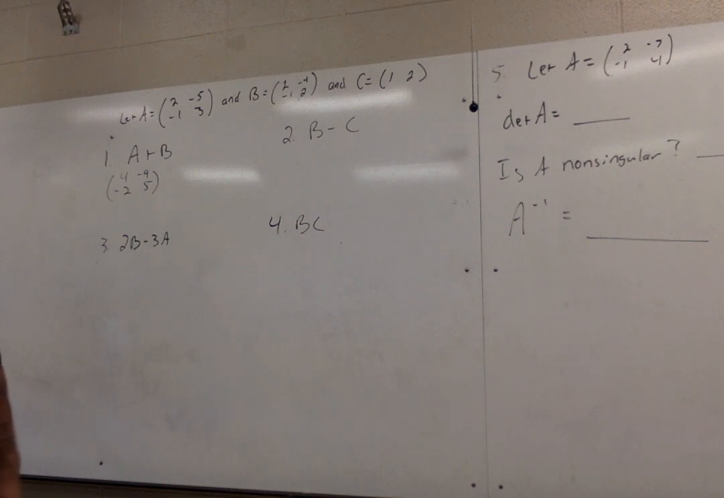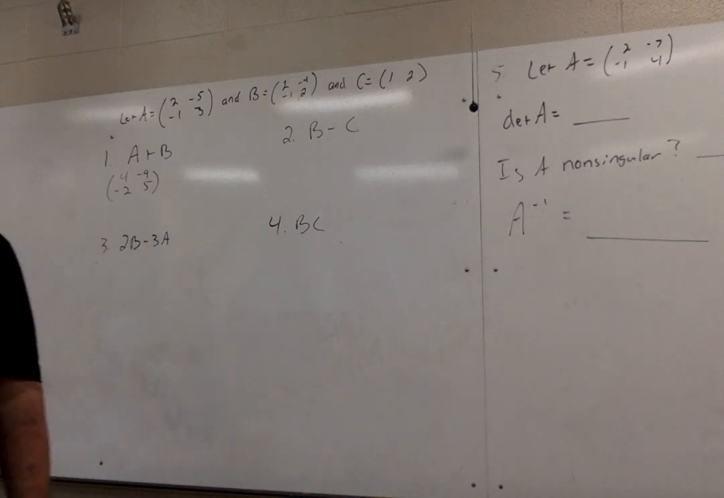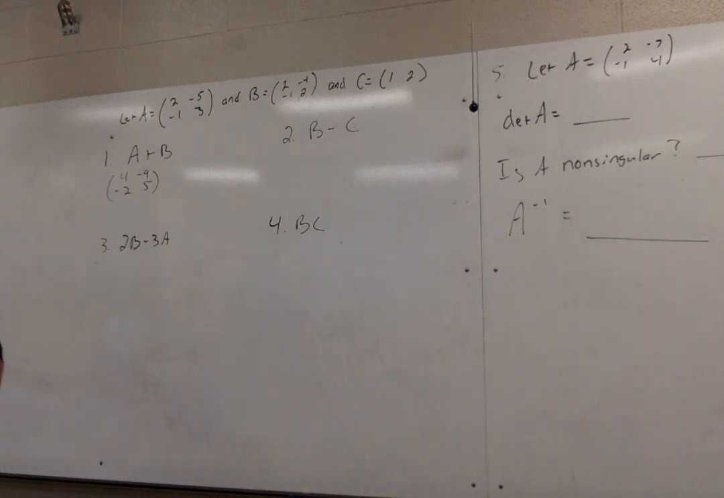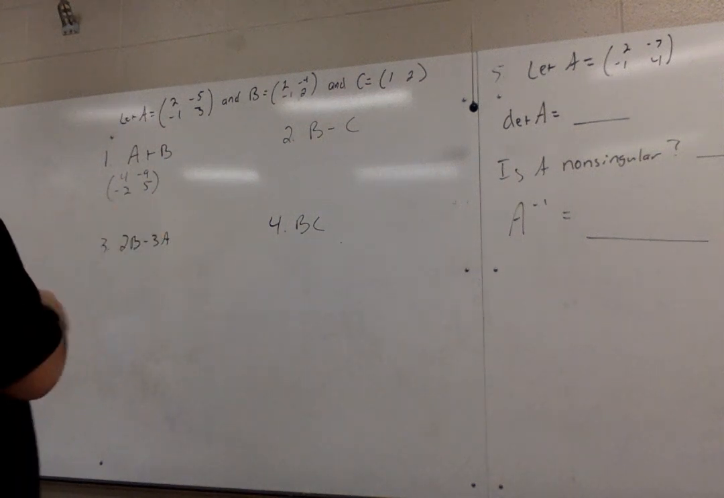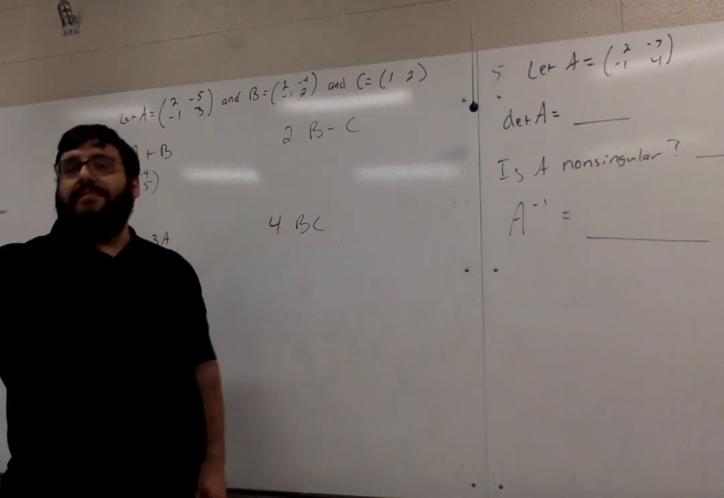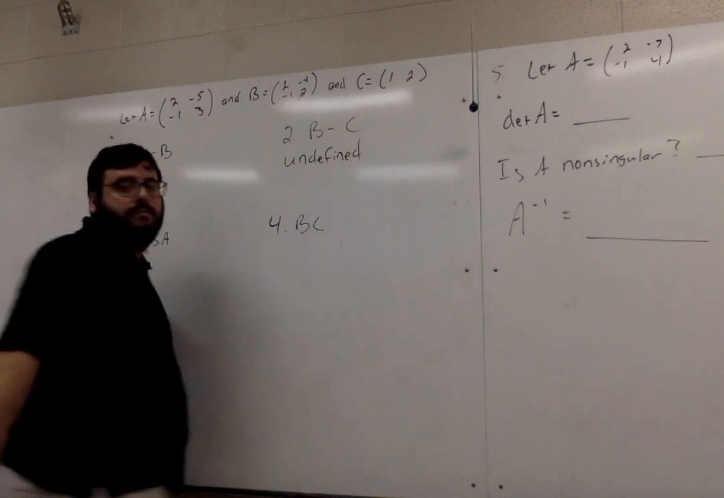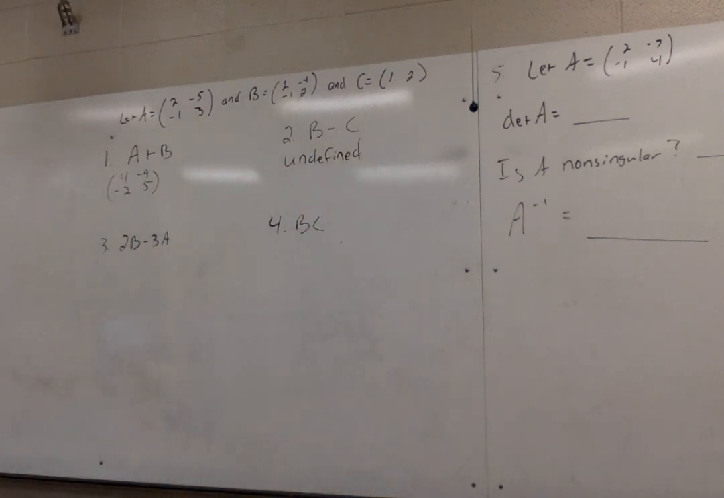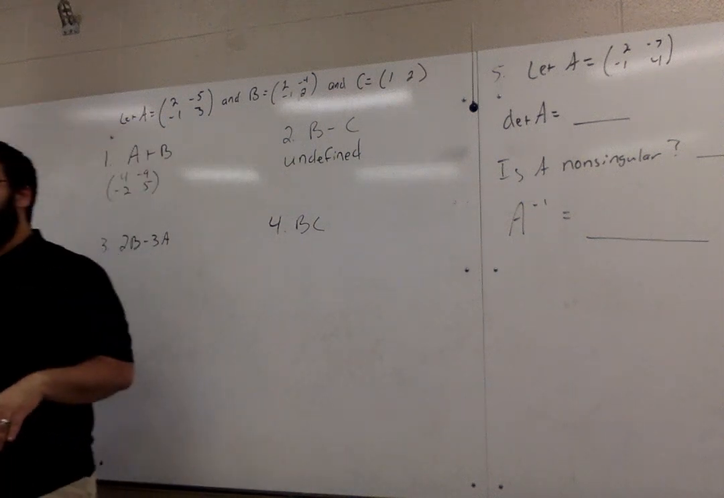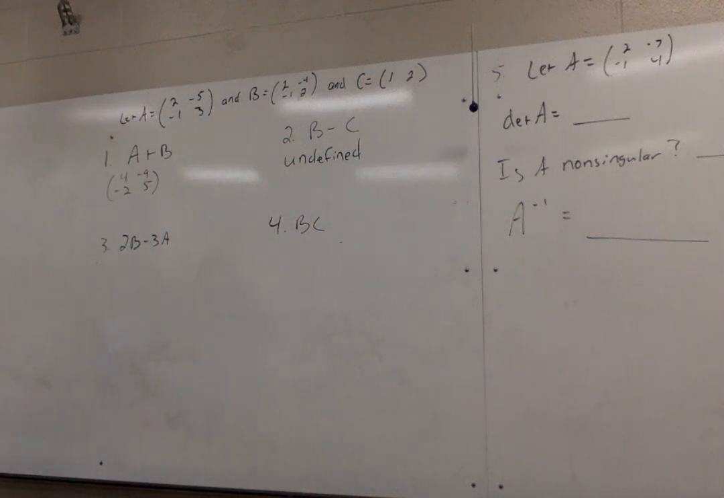All right. Look at number 2. Can I subtract B minus C? Can I do B minus C? No. Why not? They don't have the same dimensions. So what do I put down for this? Well, if an operation is not defined, then you make sure to let me know that it's undefined. You don't have to explain why. Just let me know if it's undefined. I need you to tell me that it's undefined.